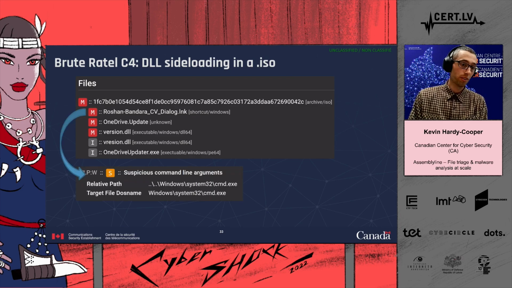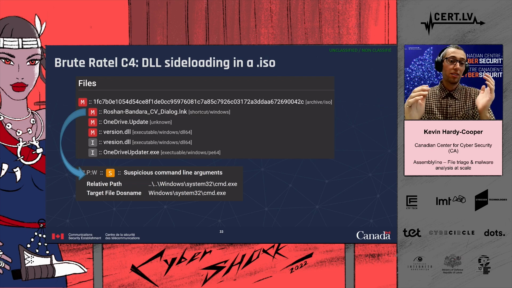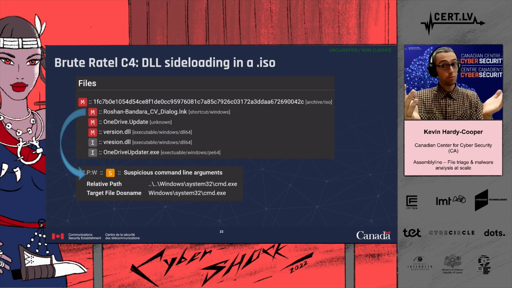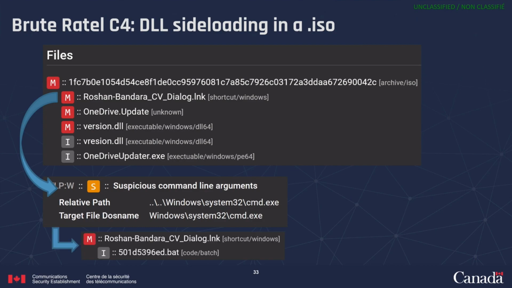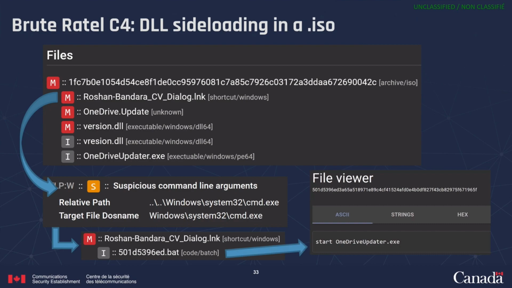So let's start with the link file. When we analyze the link file in Assemblyline, we see that there's a suspicious command line argument. This is done in the characterize service. And it looks like the link file opens cmd.exe. We're able to extract the batch file from this link file, using the batch deobfuscator service that JP was talking about earlier. And this batch file contains just a quick little command called start OneDriveUpdater.exe. OneDriveUpdater.exe is the file within this ISO, and it seems like the link file just tries to run this file.